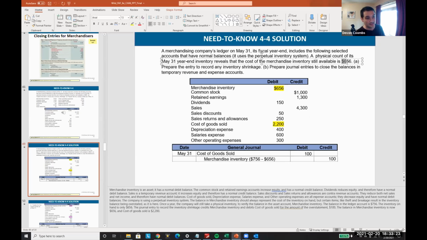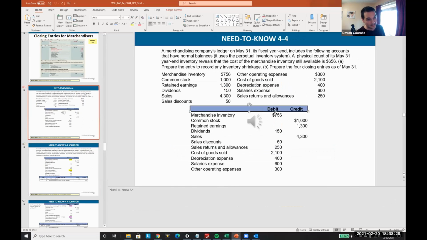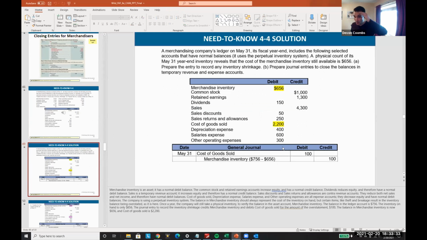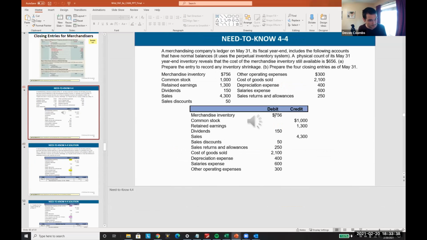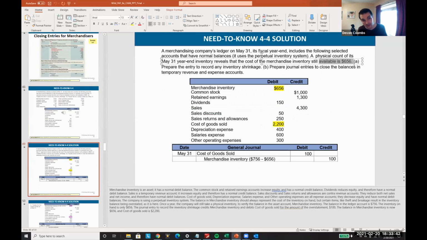That's 656. Is our inventory still available? Let's see, is that the same amount we had up here? But we had 756 on our books. So that's how shrinkage is going to be recorded, right? We had 756 on our books, which we see up here. But then in the fact set, it tells us when we did our count, we only had 656 on our shelves. And so we'd have to reduce our inventory and increase our cost of goods sold for the shrinkage of 100. So that's how you'd go about doing a shrinkage calculation.